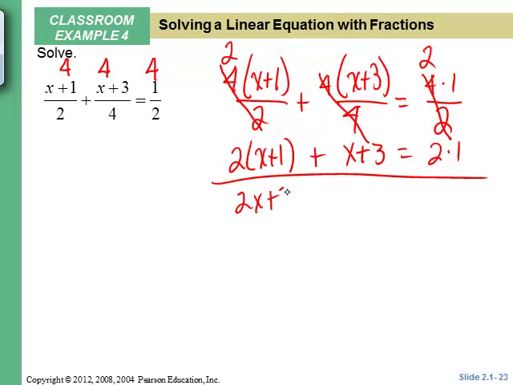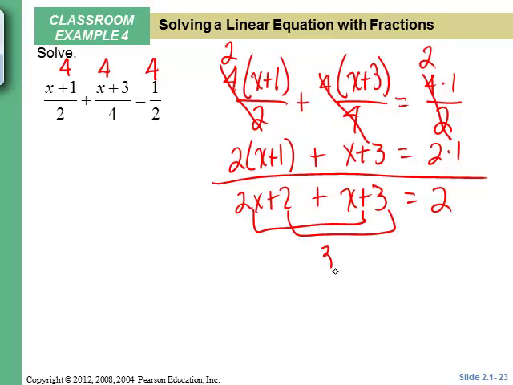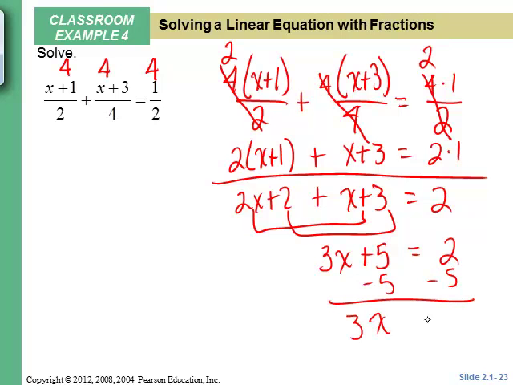2x plus 2, we're going to distribute the 2, plus x plus 3 equals 2. Let's combine like terms. 2x and another x is 3x. 2 and 3 makes 5 equals 2. Subtract 5 from each side, and we get 3x equals negative 3, or x equals negative 1.